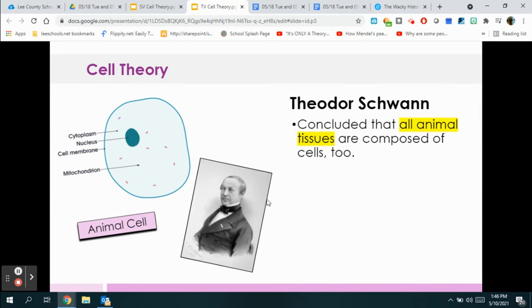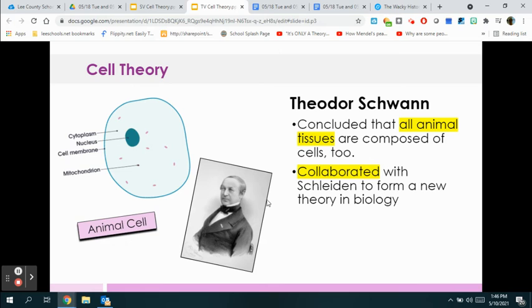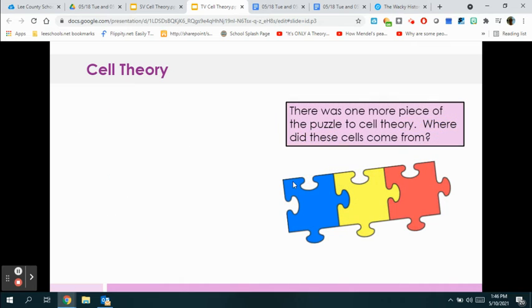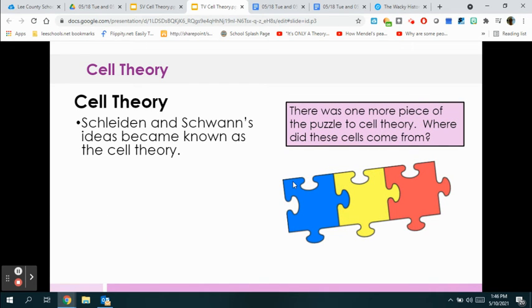Theodor Schwann concluded that all animal tissues are composed of cells too. He collaborated with Schleiden to form a new theory in biology. This happened in 1839. Schleiden and Schwann's ideas became known as the cell theory.